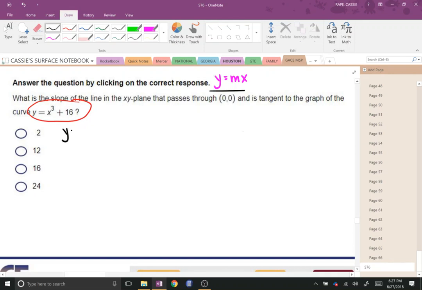So it's asking you, is it y equals 2x? Is the equation y equals 12x? Is the equation y equals 16x? Or is the equation y equals 24x?